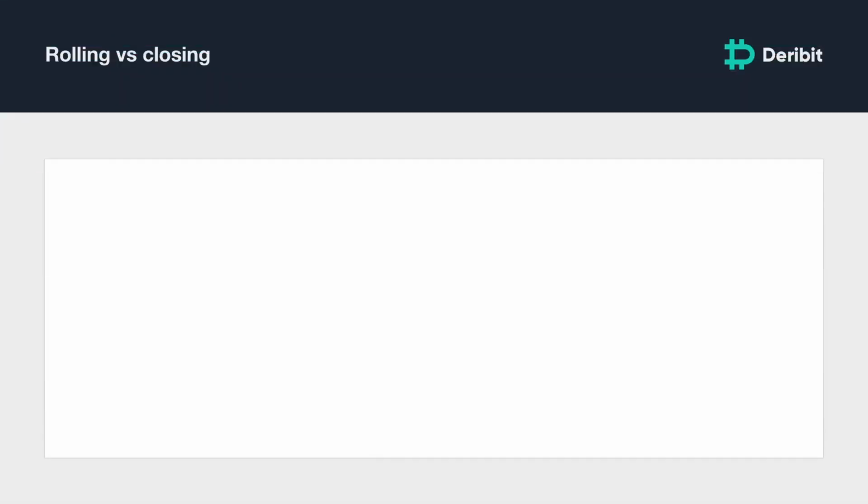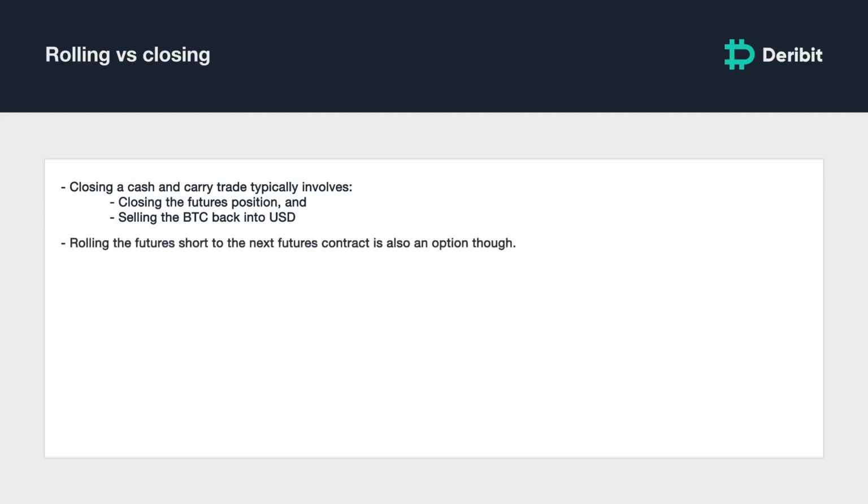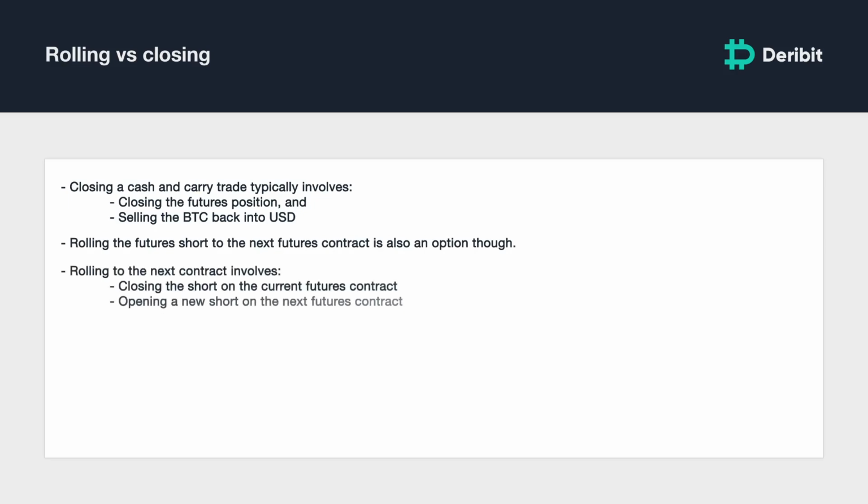There is an alternative to completely closing the trade, and this is rolling it to the next contract. We mentioned earlier that to close the trade, you buy back the futures short position, then sell all the remaining BTC back into USD. It's worth mentioning though that if there is already another attractive cash and carry trade available on the next futures contract, you can instead skip the selling back to USD step and open a new short on the next futures contract instead.